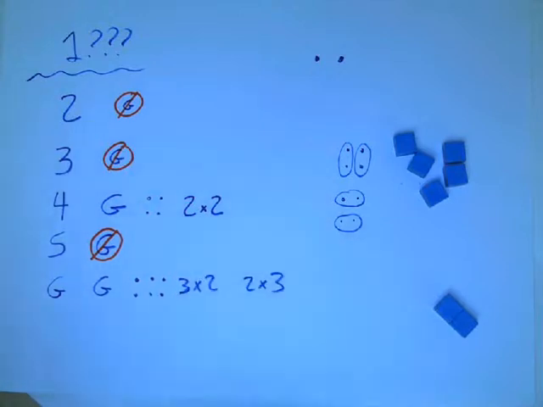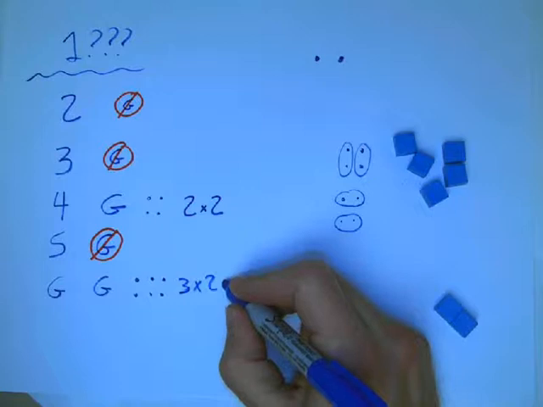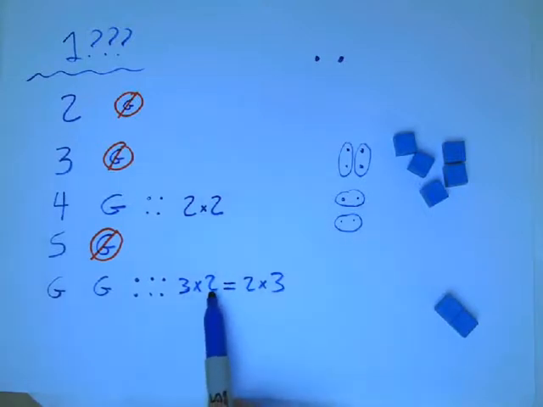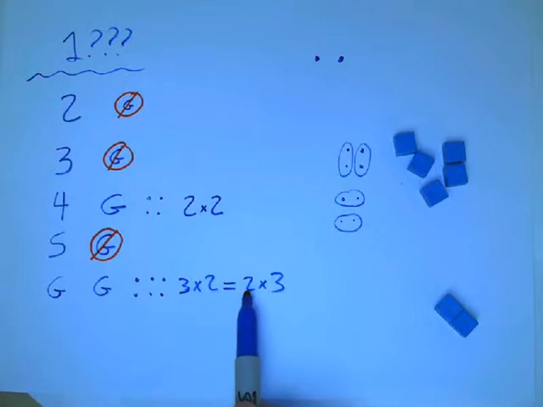And there's a symbol for when you have these 2 different descriptions of a number that give you just the same number. It's called the equal sign. And this you would read as 3 groups of 2 is the same as 2 groups of 3.